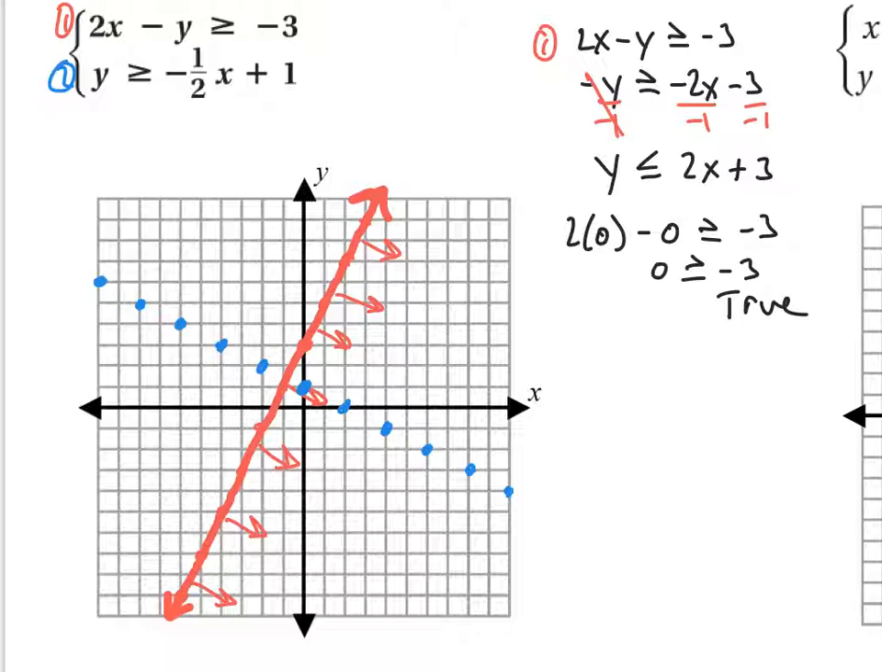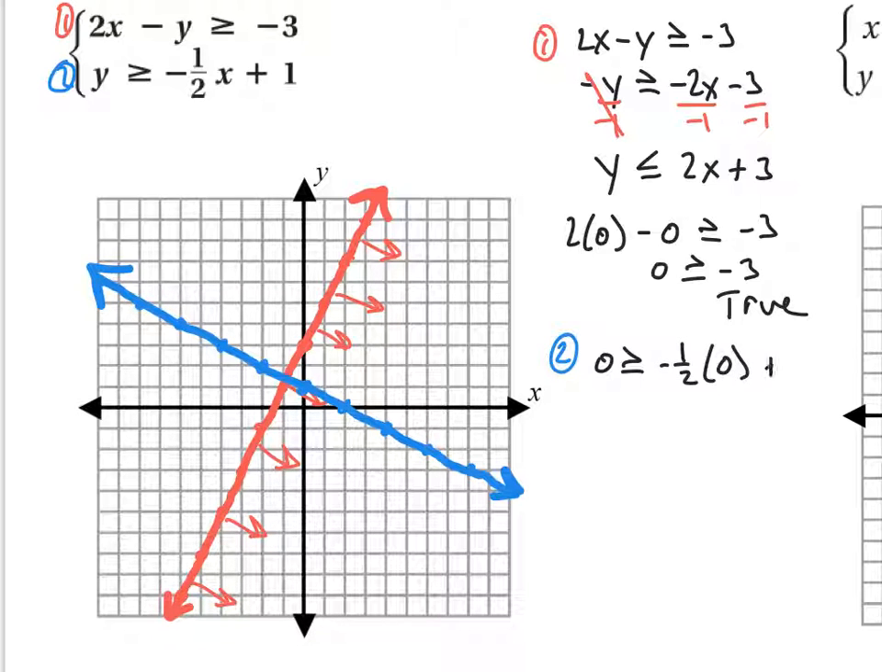Is this going to be graphed with a solid or a dashed line? Solid. Again, solid line. Okay, so there's that. And again, we have to decide which side to shade. So I'm going to test 0, 0 again. That gives me 0 is greater than or equal to negative 1/2 times 0 plus 1. So negative 1/2 times 0 is 0. Plus 1 is 1. So 0 is greater than or equal to 1. That is false. Shade above. And so therefore, yes, I'm going to shade this side.